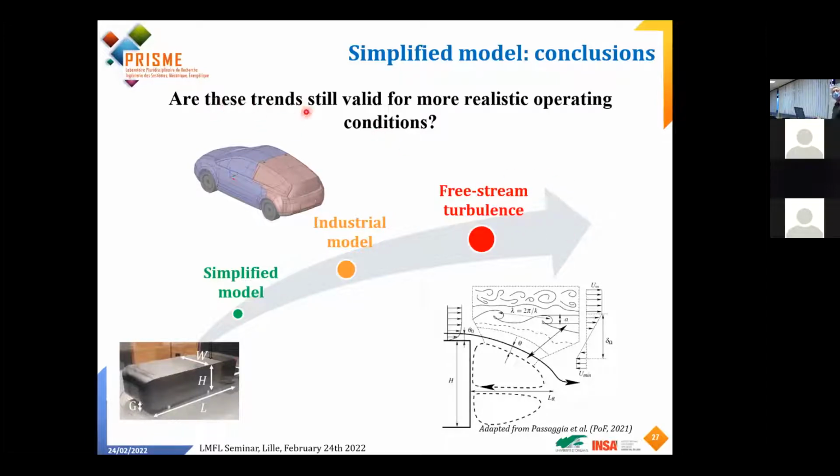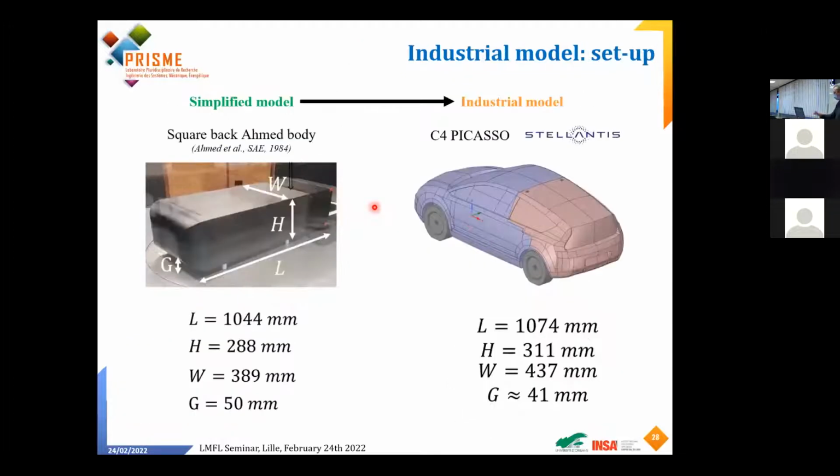So the question will be very simple. The trends that we have seen before, are they valid even if we go to more realistic conditions? First of all, let's compare the models by themselves. Here you see the dimensions of this model. This one was provided by what was PSA group before, now Stellantis, they change often. And you can see that the typical lengths of this model are comparable to the previous one.